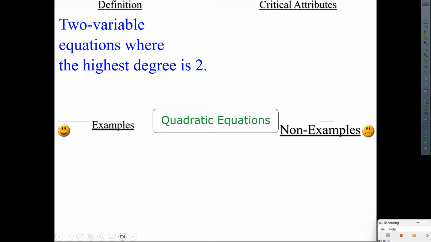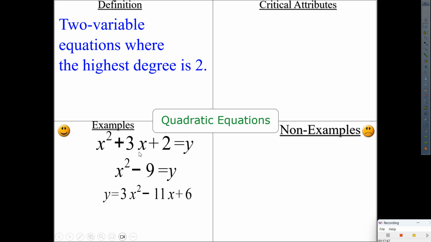All right, without looking at your notes, tell your neighbor the definition. What is the definition of quadratic equations? Can't hear you, Caesar. Come on now. Okay. Equations. Ooh. All right, copy these examples.